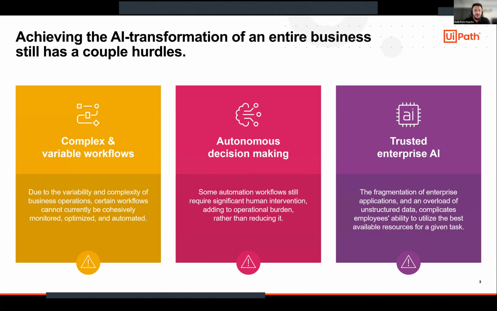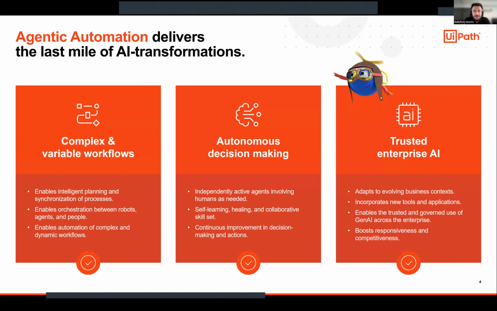Because of that, we have agentic automation, which delivers the solutions. For the first one, the complex variable workflows, we have enabled intelligent planning and synchronization of processes. We have orchestration between robots, agents, and people, and it enables automation of complex dynamic workflows. On the second part, autonomous decision making, we have independent active agents involving humans as needed.